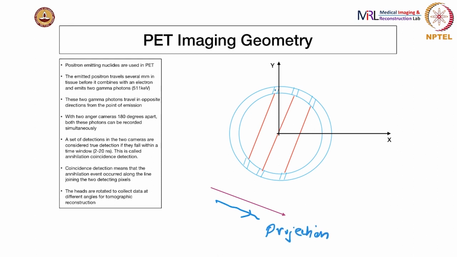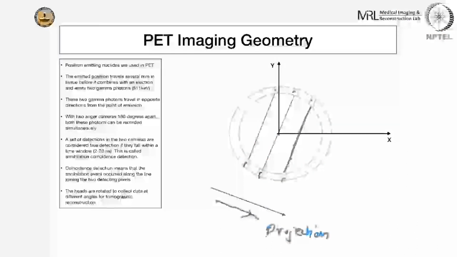You have a bunch of parallel detectors 180 degrees apart, each of them detecting coincidence events along this line. That means you can form a so-called sinogram from these projection measurements. So how do you say it's projection? Because let's say the 511 keV photons are emitted from this location. You will have one detection here, another detection there.